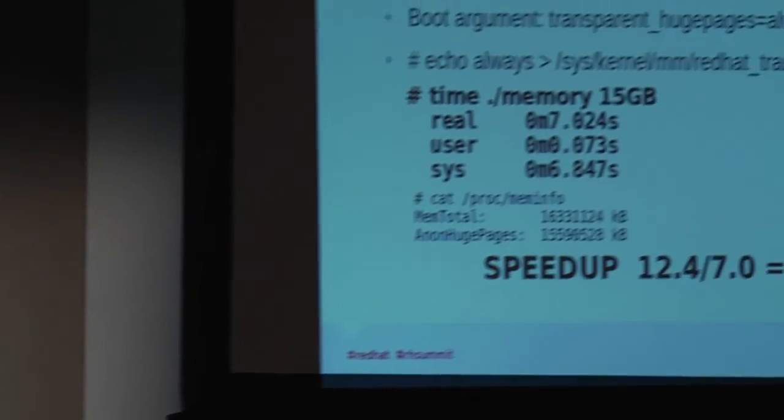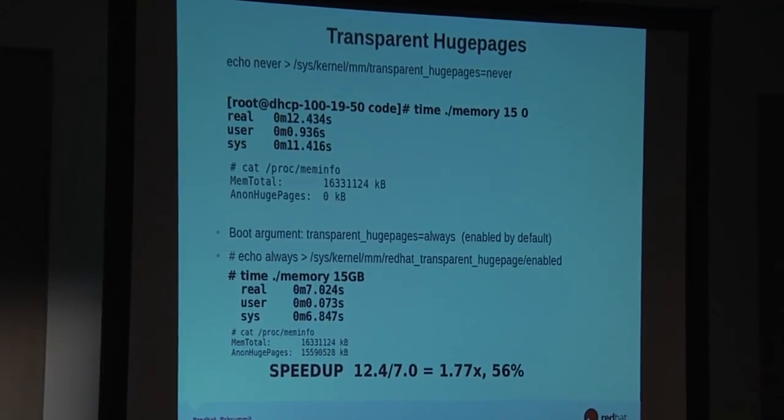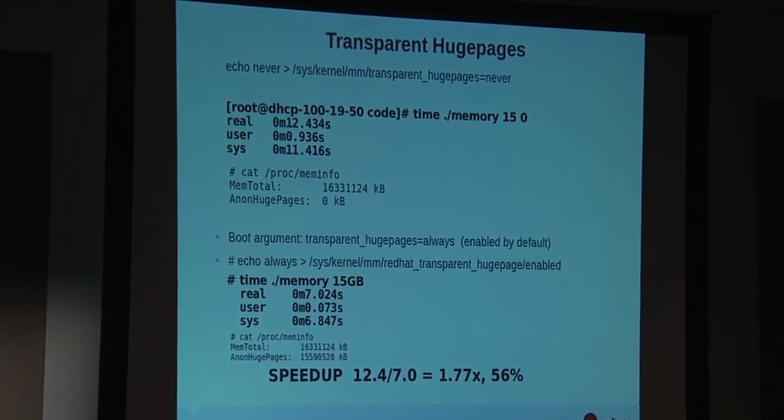And then finally, transparent huge pages. Here's an application that I wrote that consumes, say, 15 gig of memory. By using transparent huge pages, you can see we got a speedup of almost 2 times, about 50% speed improvement. And how you see that you're actually using these is with the AnonHugePages line in /proc/meminfo.